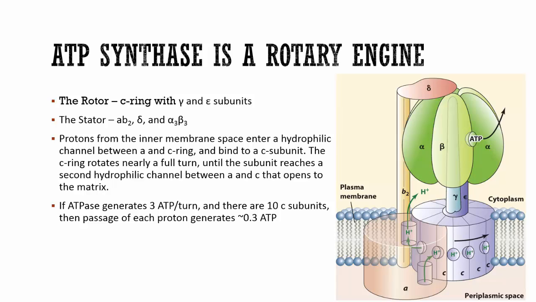If ATP synthase generates 3 molecules of ATP per full turn of the C ring, and there are approximately 10 C subunits, then the passage of each single proton provides enough energy to generate approximately 0.3 molecules of ATP. Hence, this is why we do not see whole numbers of ATP synthesized for each molecule of NADH and FADH2.